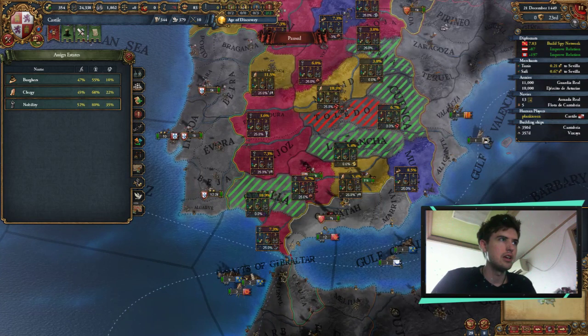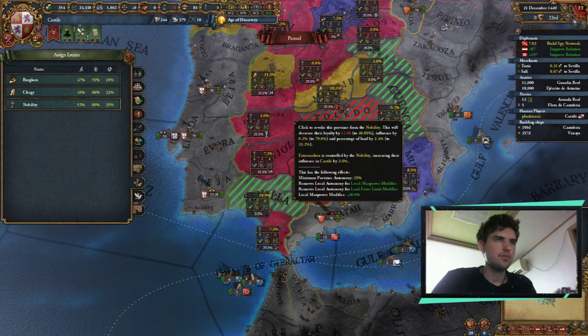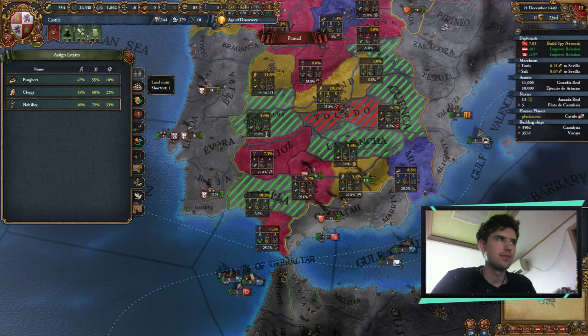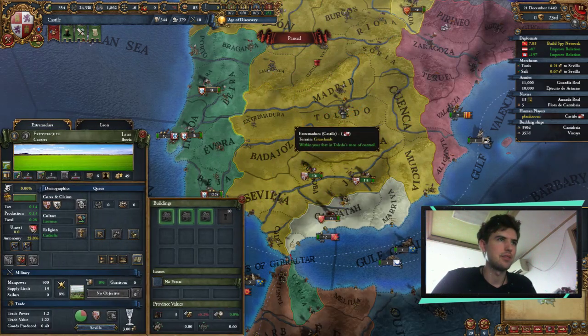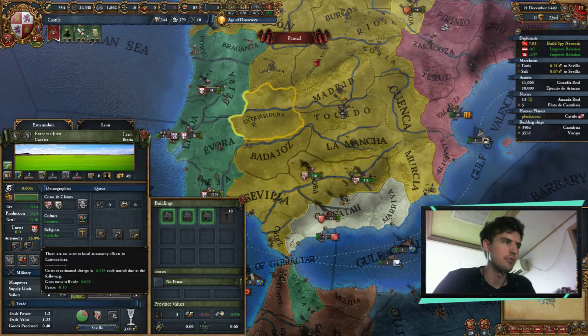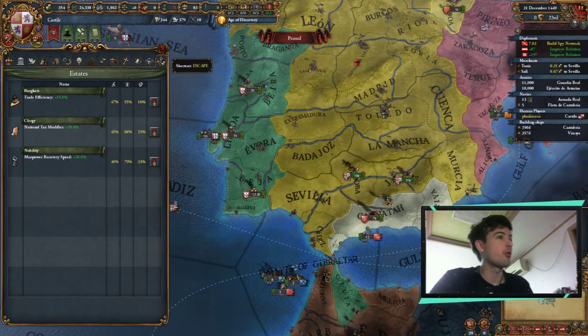And actually, probably we want to revoke some. We probably want to revoke a little bit. Yeah, let's revoke this one. Extremadura. Yeah. It's going to reduce their influence, but it also reduces the minimum autonomy down to 0. And we'll get into autonomy as well. But those are all the tabs.